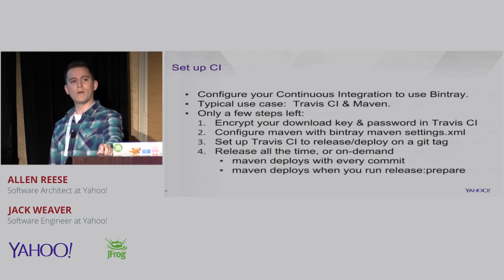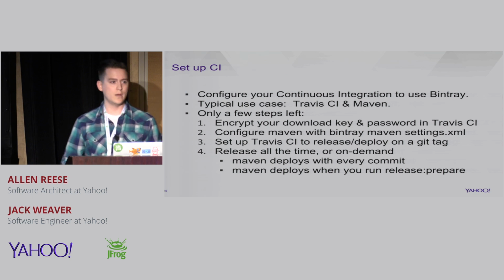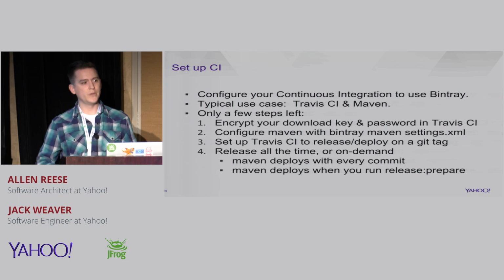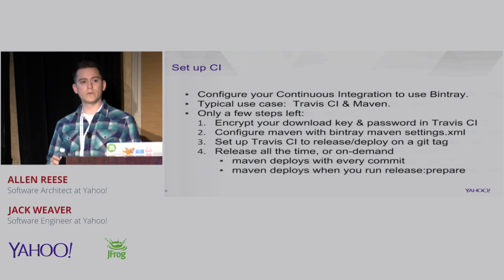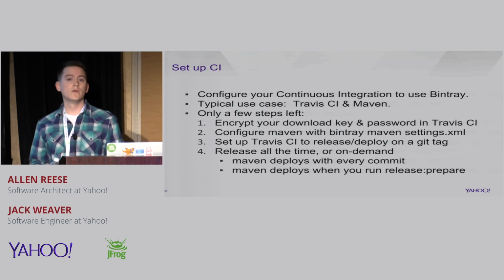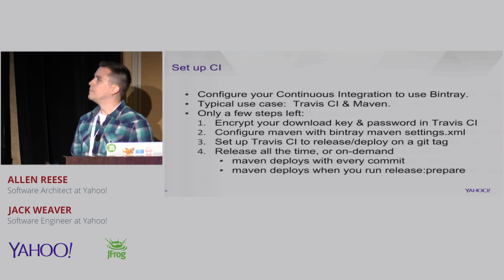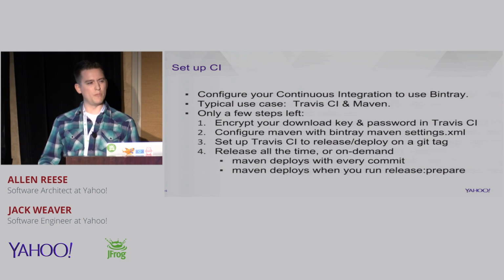So here's the fun part. We got to make this work from CI. At Yahoo, we have internal CI systems that we've been building and using. In open source, the common use case is to use Travis. So Travis CI is pretty well known. It's popular. What I'm going to walk through is how to set that up with Maven.